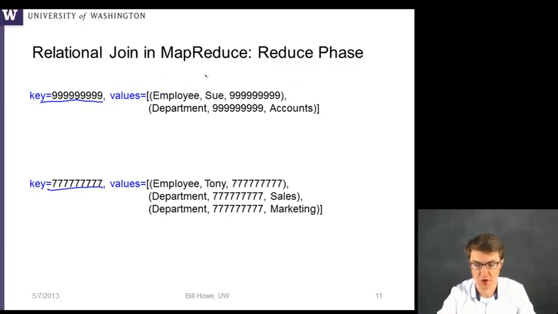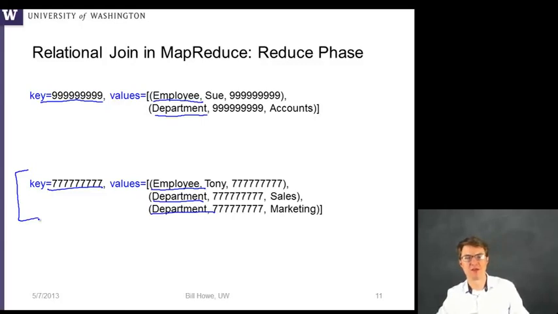So in this case, we get one tuple from the employee relation, and we get one tuple from the department relation. And here we get one tuple from the employee relation, and we get two tuples from the department relation, right? And so now, in the context of a single computer, we have everything we need to compute the join. And further, each one of these reduce invocations can be done on a separate machine. Okay, and that's how we scale.